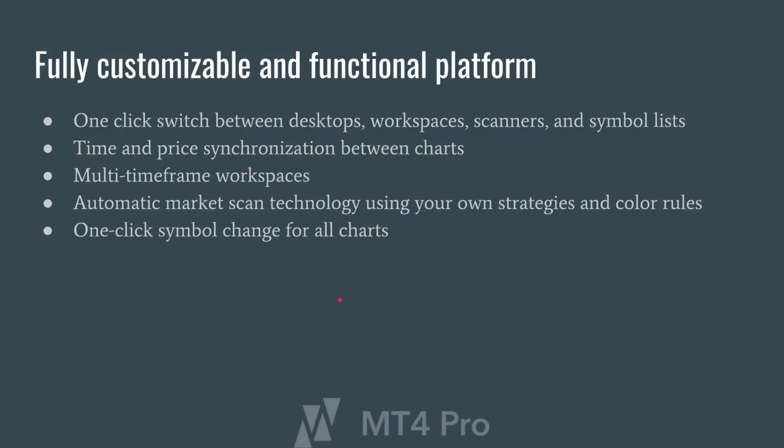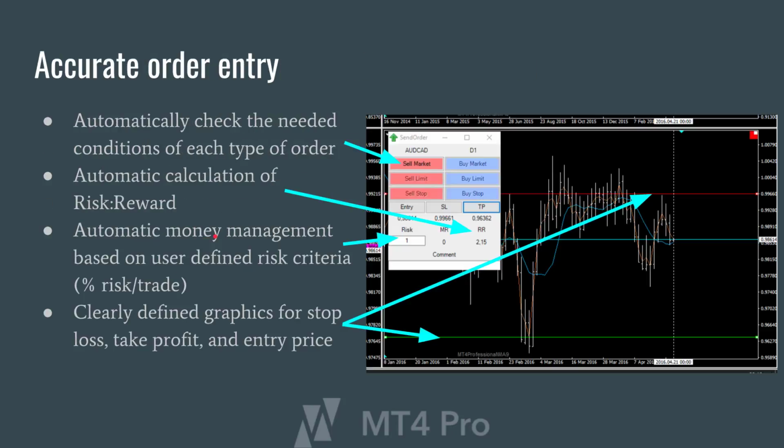Okay, so when I see fully customizable and functional, that means that with a single click you can go between any of these workspaces or symbol lists. You can have time and price synchronization between charts. That means I can have a single line defined on all of my charts that tells me where I am in time. And I'll show you that single vertical or horizontal synchronization between all of your charts. Multi-time frame workspaces. Automatic market scan technology using your own strategies. I'll go through that in detail as well. One-click symbol change. All right.